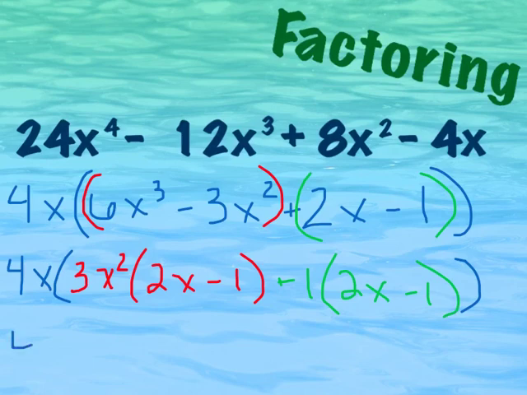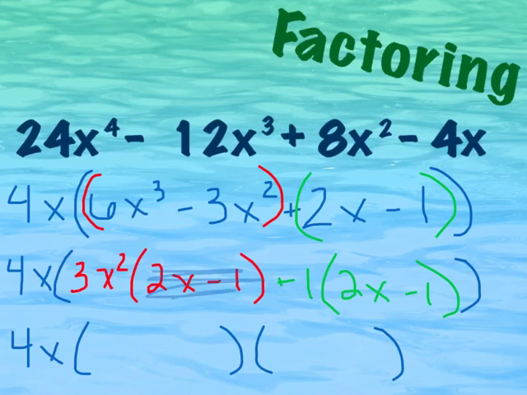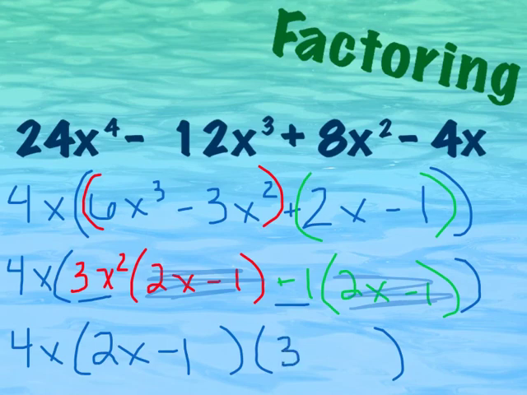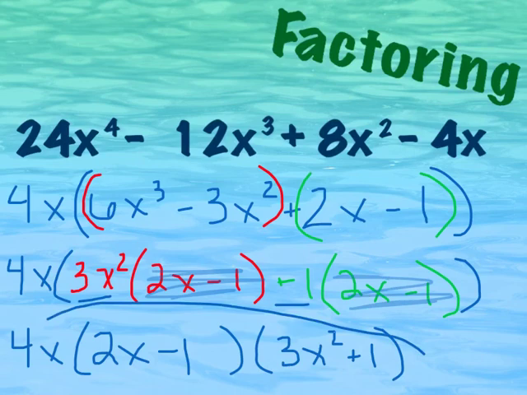For our final factored answer, again, remember we have 4x out there, but we're going to have our 2 binomials. The first binomial will be whatever has been repeated, that repeated factor, which in this case is 2x minus 1. It has been repeated in both terms. So 2x minus 1. And then the last term is whatever is left over. We have 3x squared and a positive 1. And this is our final factored answer.